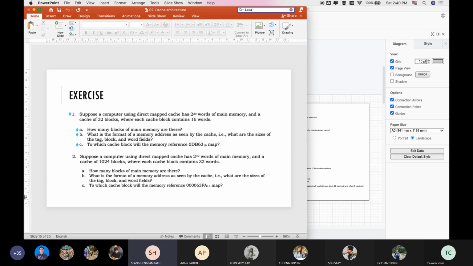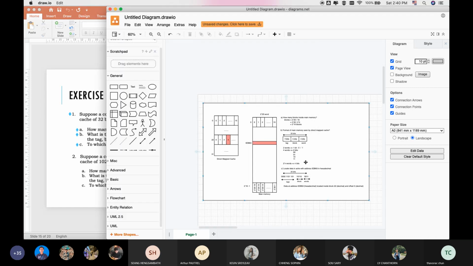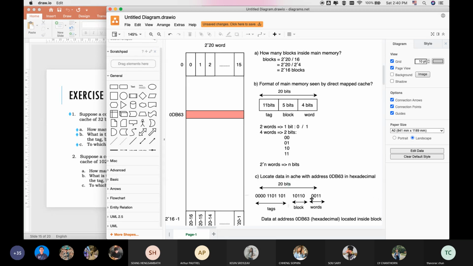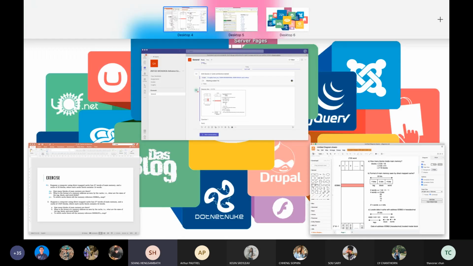Teacher, when we convert the hexadecimal to the binary, how can we know the value of the binary? You mean here? You mean how do you know that 4 bit here is the word, 5 bit here is the block? You mean like that? No, teacher. When you use the calculator on the website, I missed that time, teacher.